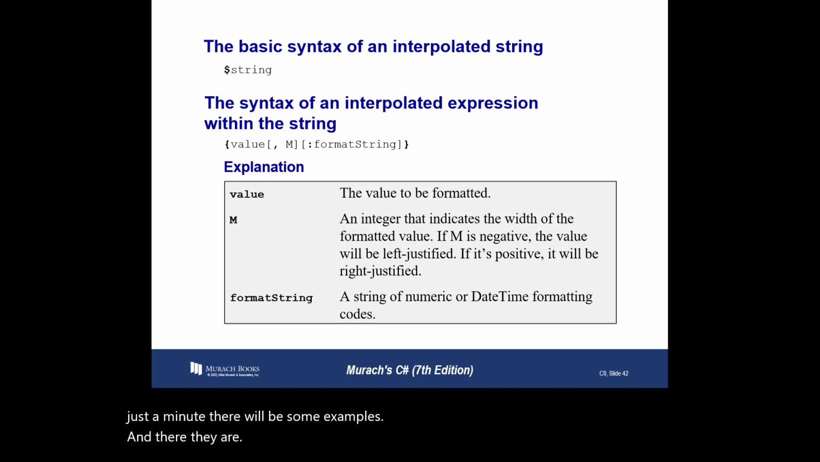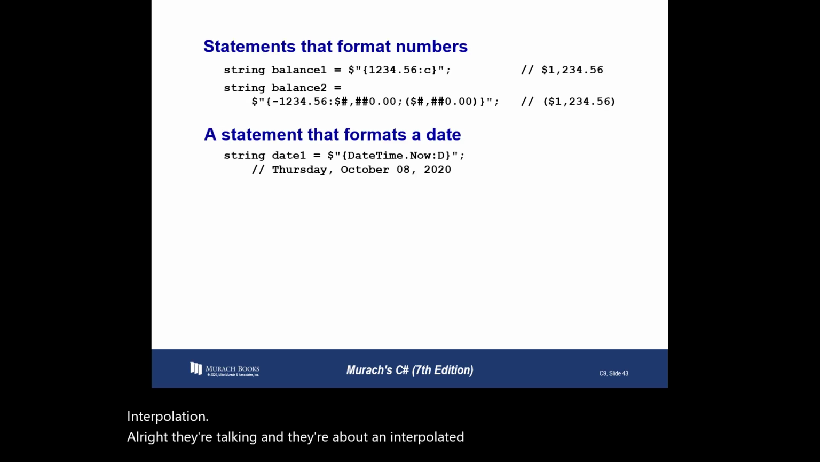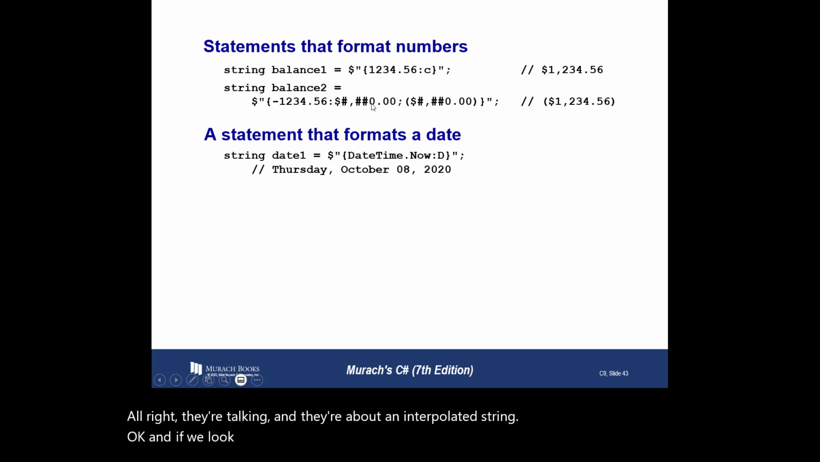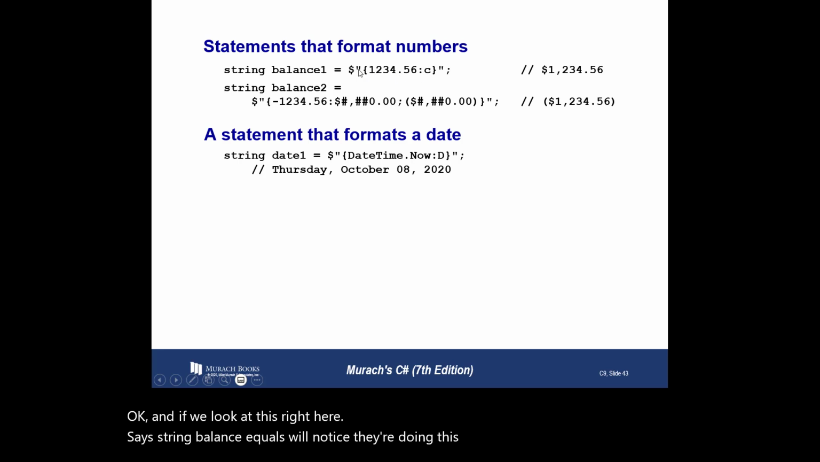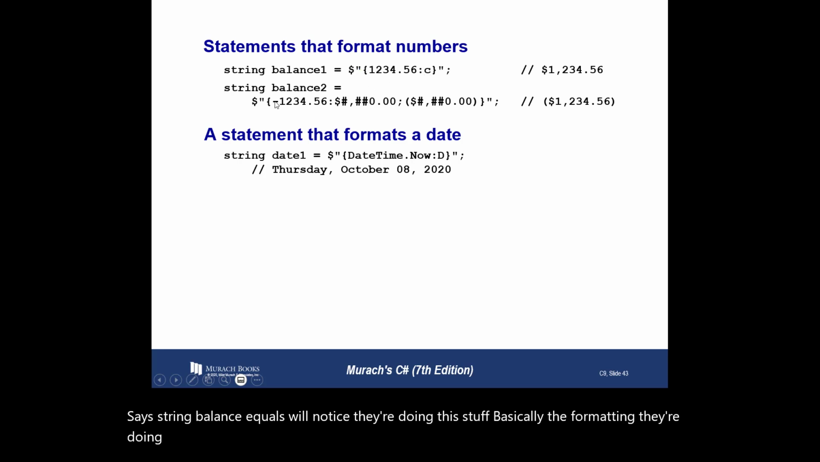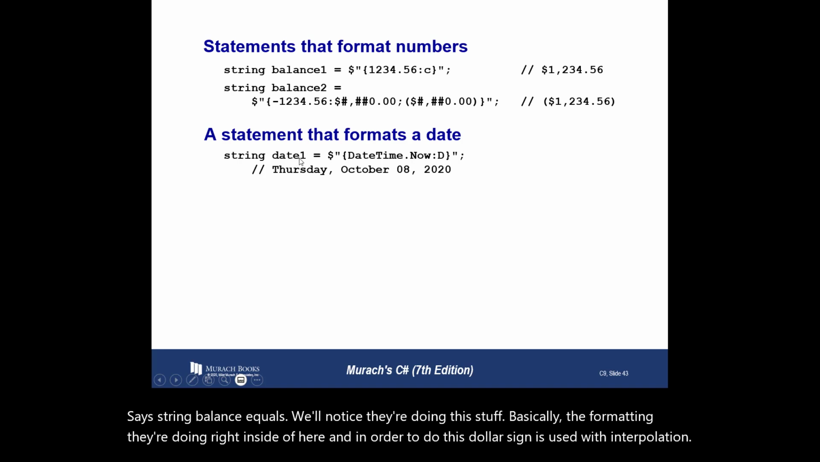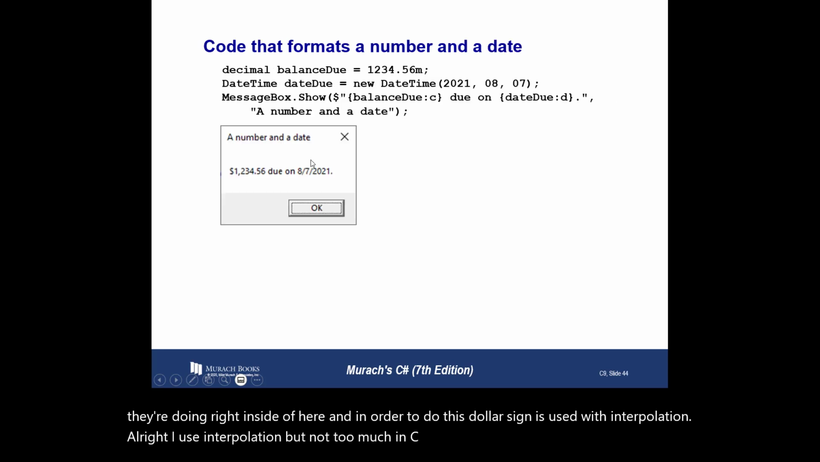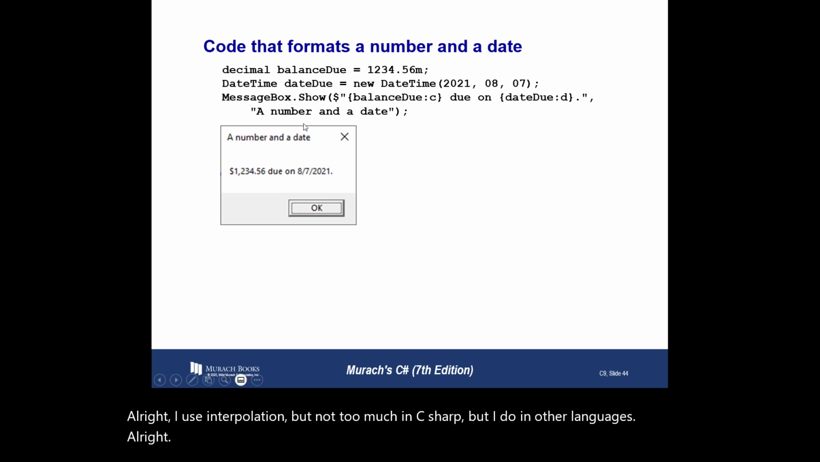Now, interpolation. All right, they're talking in there about an interpolated string, okay? And if we look at this right here, it says string balance equals, well, notice they're doing the formatting right inside of here. And in order to do this, this $ sign is used with interpolation, all right? I use interpolation, but not too much in C#, but I do in other languages. All right. Converting a number and a date, so you can see that looks pretty ugly there, but it looks pretty nice here.